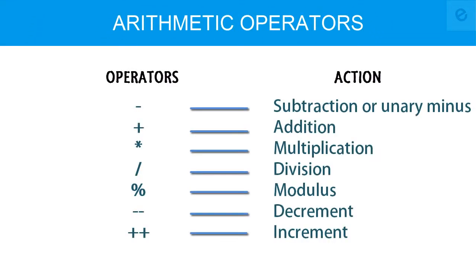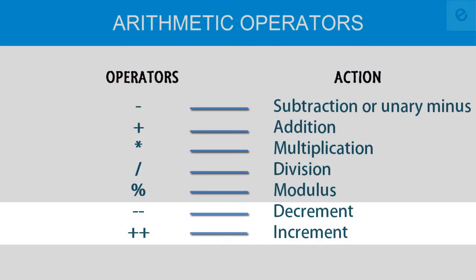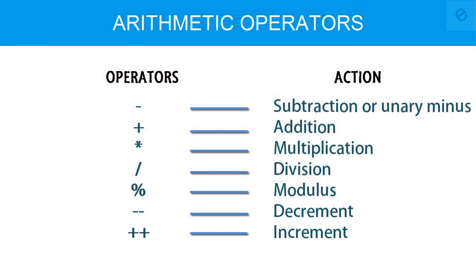So let's start. On this screen you can see a number of arithmetic operators: plus, minus, multiply, and so on. Out of these 7 operators, we would be talking about the first 5 in this tutorial, and we would be talking about the last 2, that is the increment and decrement operator, in our next tutorial in depth. So let's start.